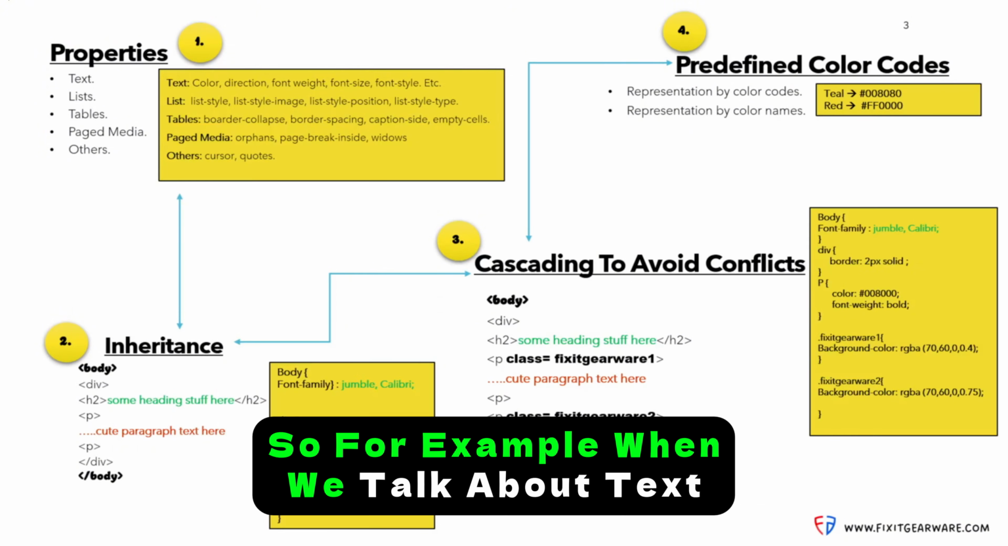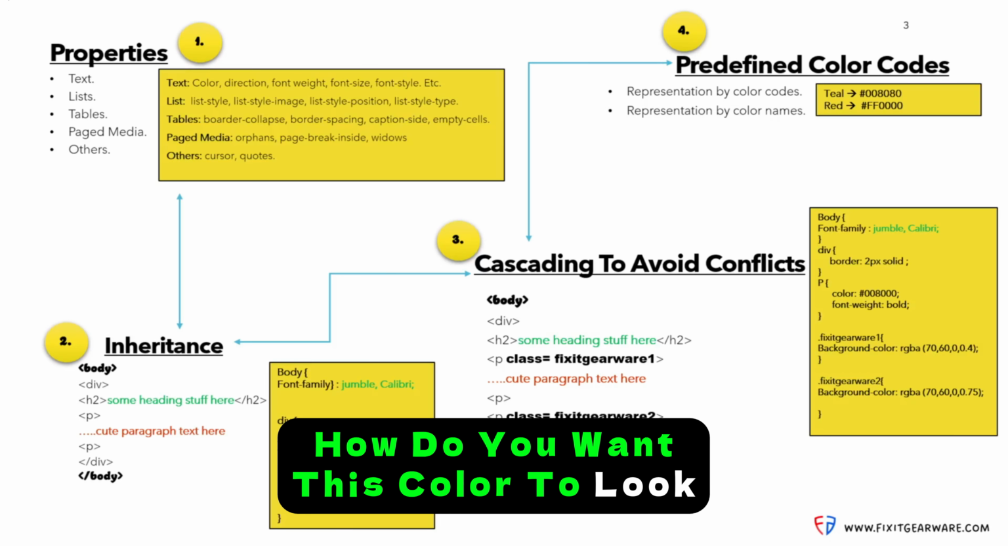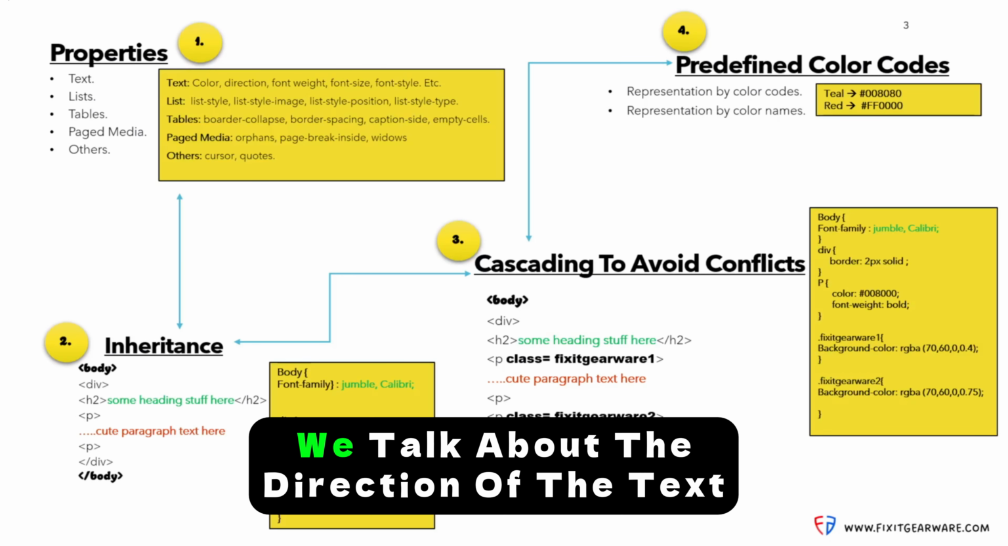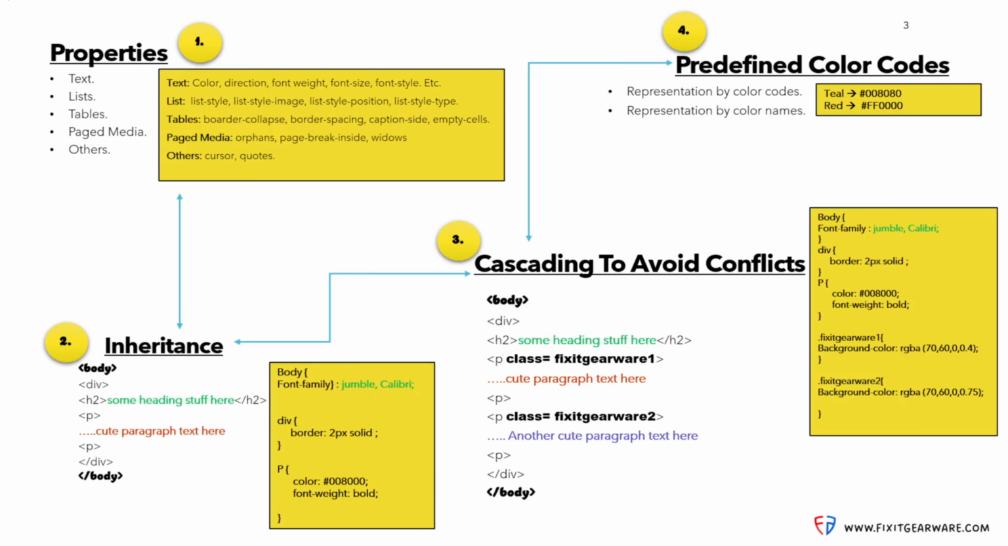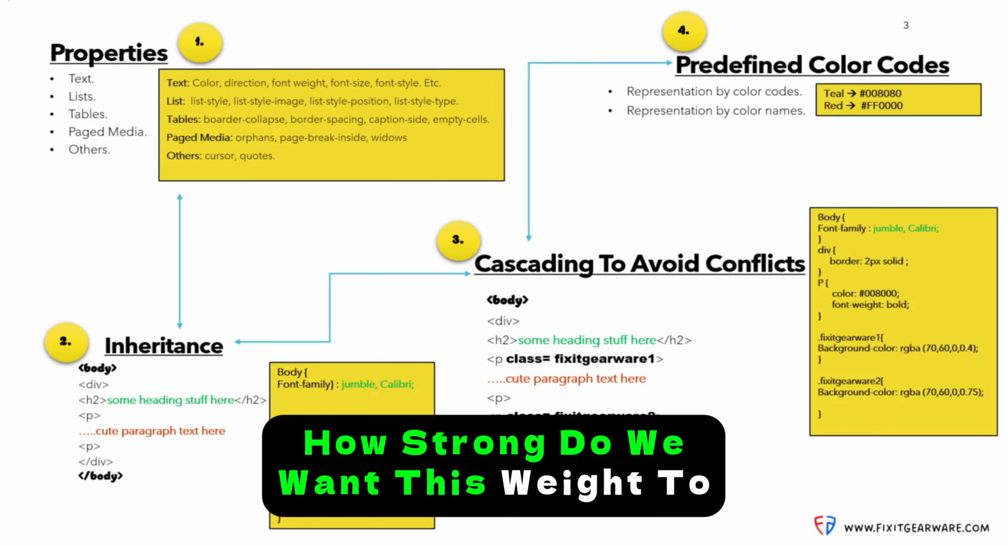So for example, when we talk about text, we want to talk about the text color. How do you want this color to look like? We talk about the direction of the text. Do you want it to be aligned left, right, or justified? Then we talk about the font weight. How strong do we want this weight to look like?